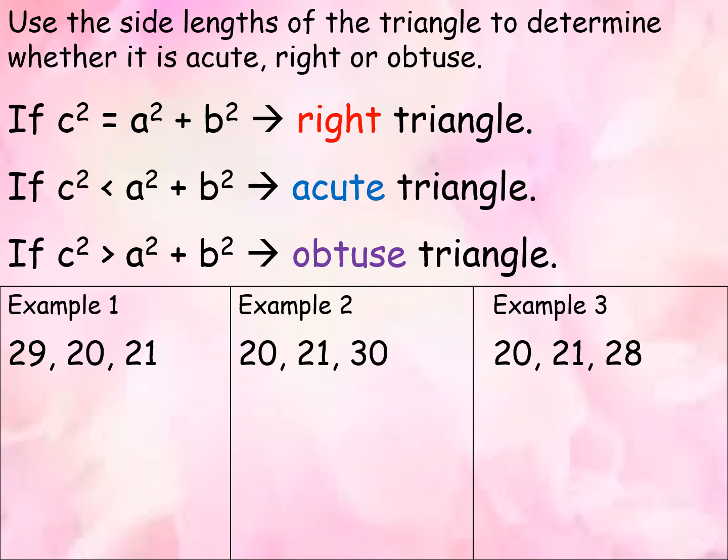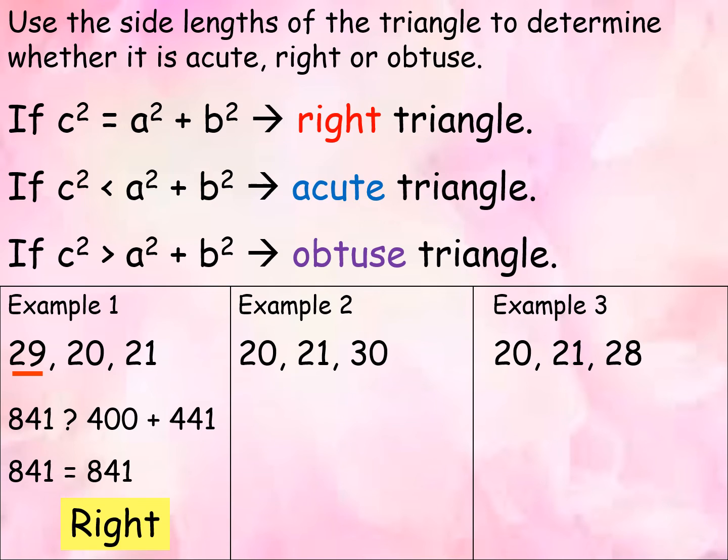So let us have example number 1. First, let us determine the longest side, which is 29. We ask, 29 squared, which is 841, is it equal to, less than, or greater than 20 squared, which is 400, plus 21 squared, which is 441? 400 plus 441 is equal to 841. So therefore, they are equal. So we can conclude that the triangle is a right triangle.